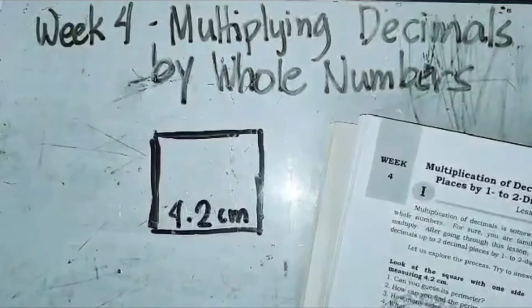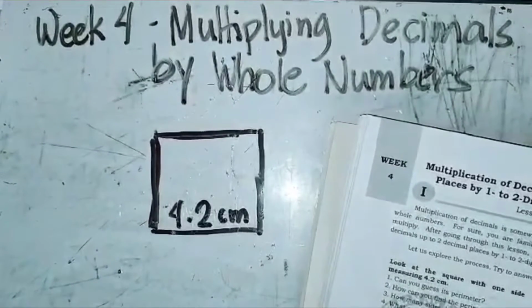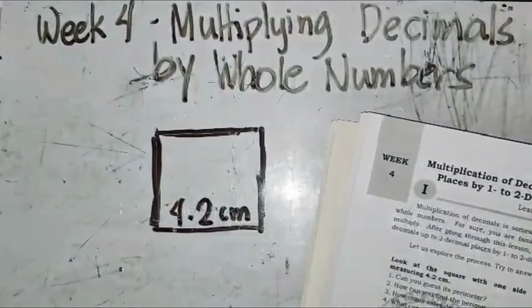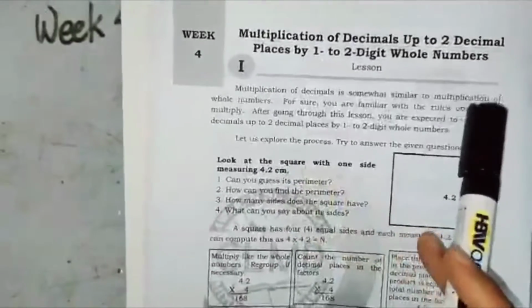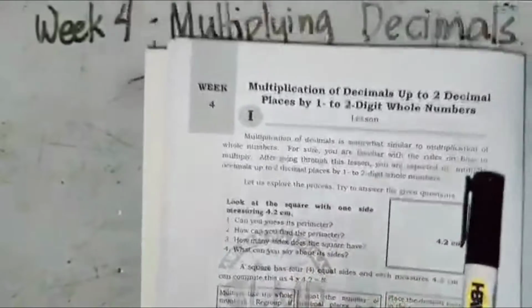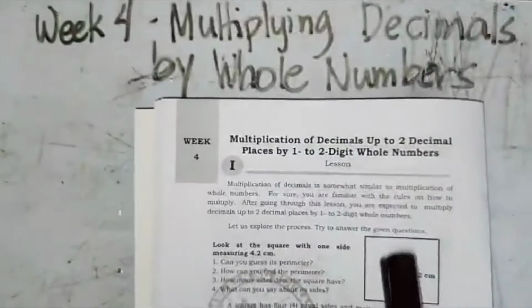Hey guys, we're down to week 4, which is multiplying decimals by whole numbers. So, pinasimple lang ni Ma'am yung topic dyan. Pero dito sa ating module, it is the same as multiplication of decimals up to 2 decimal places by 1 to 2 digit whole numbers. Ganon din yun. Pinaikli lang.